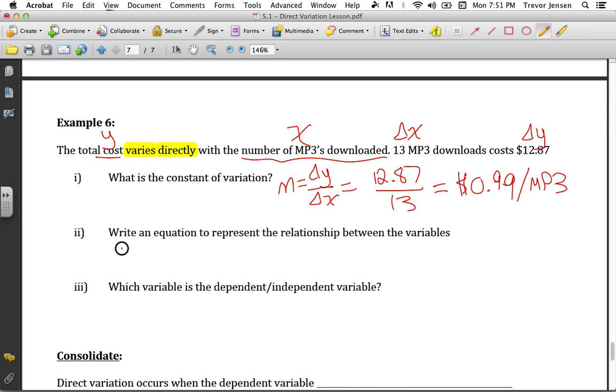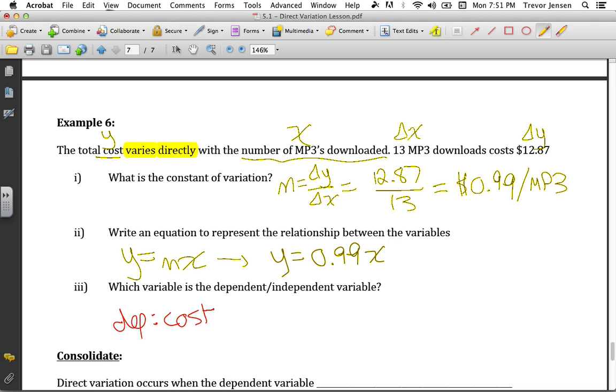So if we want to write an equation, remember your equation is y equals mx. I've calculated the m value. I've calculated my constant of variation. It's 99 cents per MP3 we download. So the cost equals 99 cents times the number of MP3s I download. Which variable is dependent, which one's independent? Once again, we've already discussed that. Our dependent is cost, and our independent, the x, is MP3s downloaded.